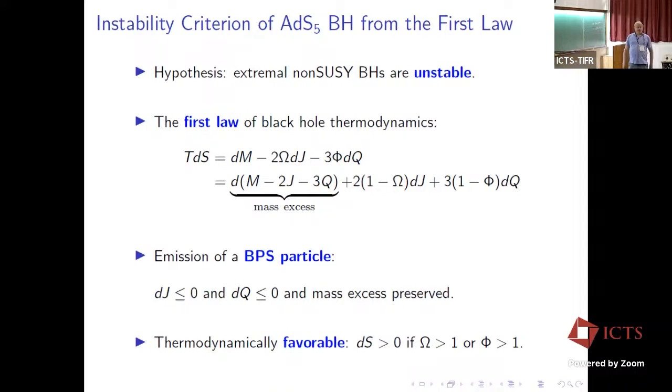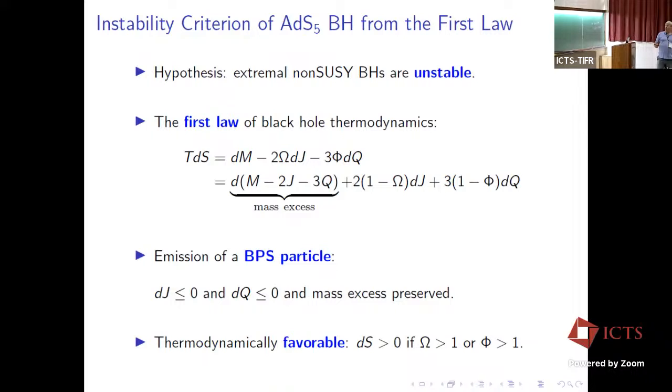Now, that was just my playground. What are the black holes that we have that we can look at? We have extremal black holes for all these charges. Now what? My hypothesis is that extremal, non-supersymmetric black holes are unstable.